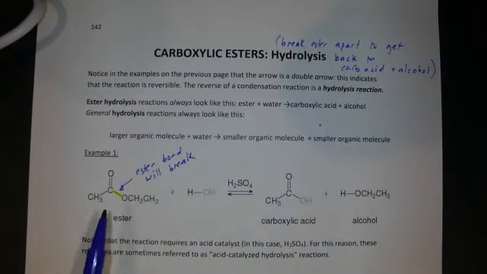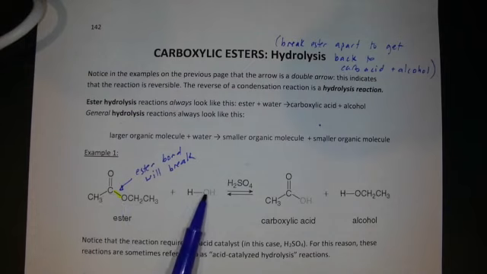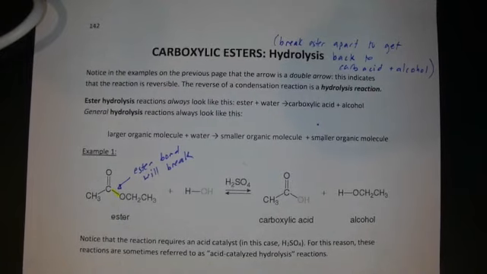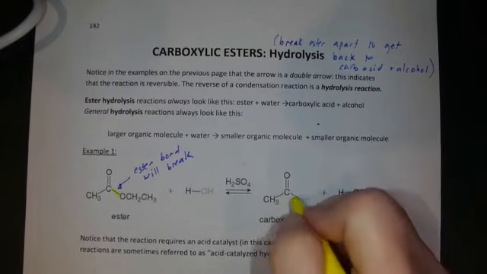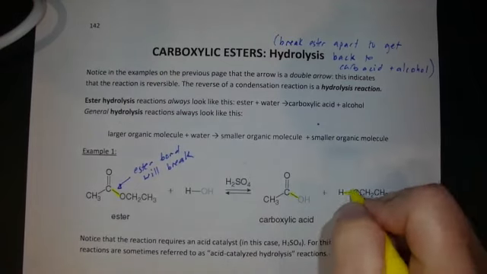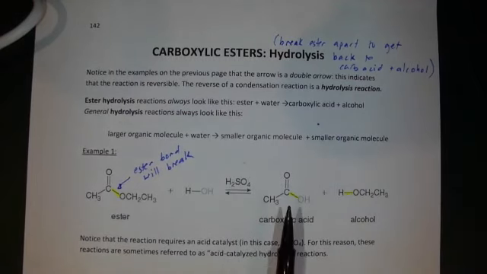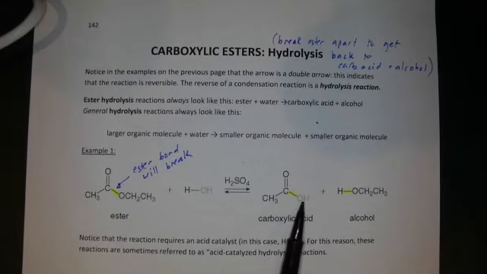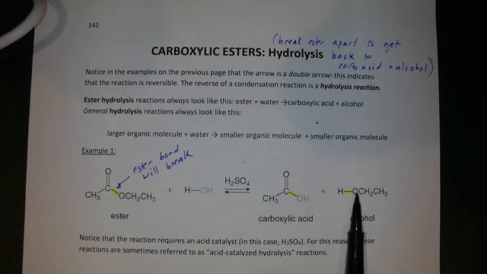And then of course we can't have that carbon only making 3 bonds. We can't have that oxygen only making 2 bonds. So water sneaks itself back in. So when that yellow bond breaks, when that ester bond breaks, the carbon needs one more group attached to it. That will be the OH from the water. This oxygen needs one more group attached to it. That'll be the H from the water.